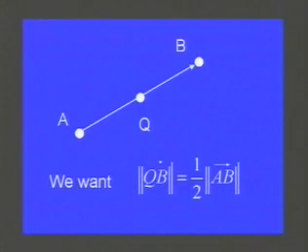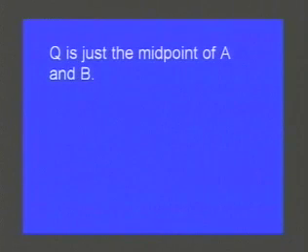QB is half as long as AB. They both end at the same point. So what's that just a fancy way of asking you for? They're asking you for the midpoint of A and B. Q is just the midpoint of A and B. Okay, if you didn't see that, you might want to go back and look at that picture again.